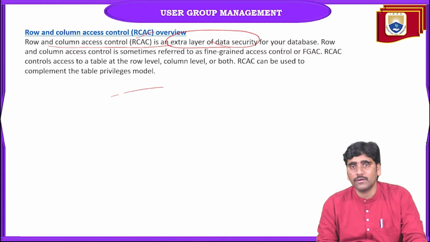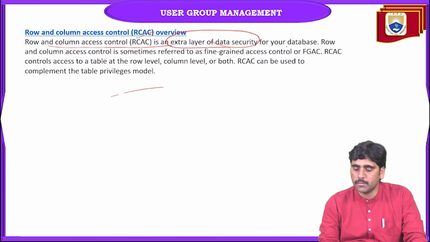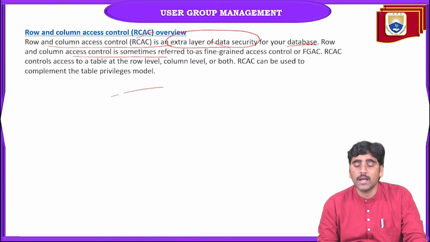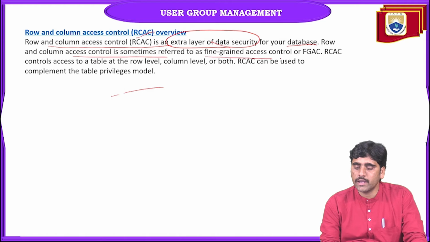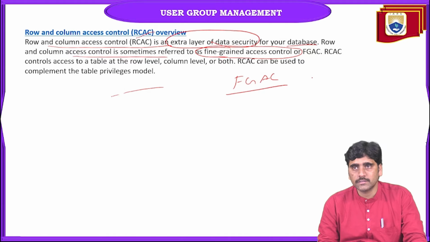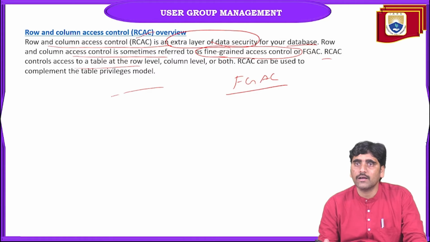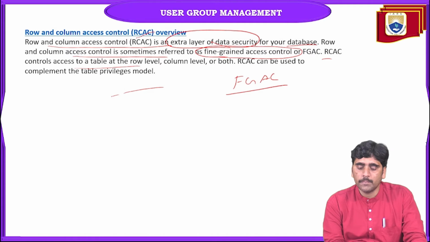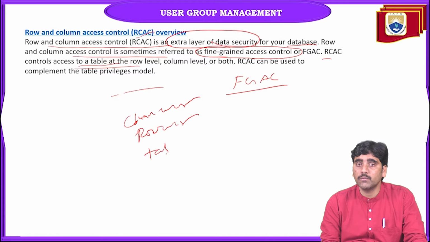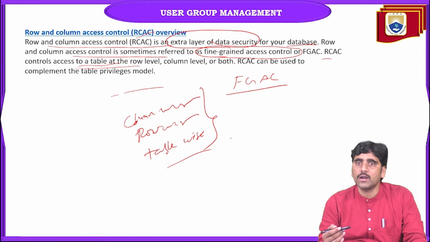So it is one type of data security layers for your database. Row and column access control is sometimes referred to as fine-grained access control. So FGAC, fine-grained access control, or RCAC, controls access at the database table level, row level, or column level. That means you can apply access control on the basis of table, column, or row. That is nothing but row and column access control.